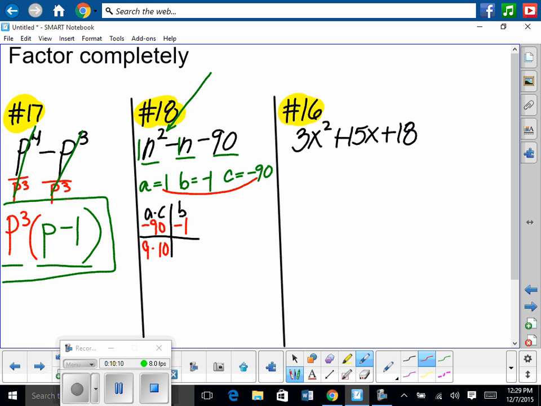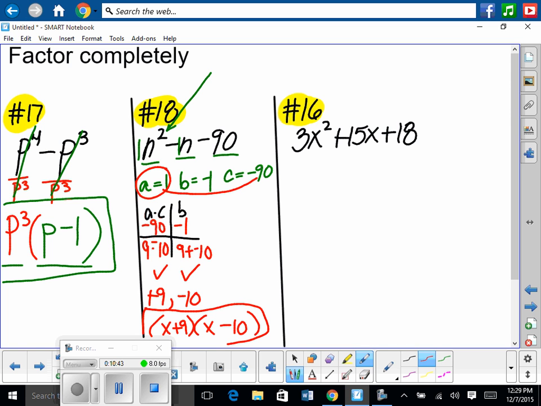9 times 10. Our negative has to be with our 10 because we need it to add up to be negative 1. 9 plus negative 10. It works in both boxes. So our factors are positive 9 and negative 10. Now you would look, is our a value 1? And it was. If your a value is 1, this can quick factor. So we know it's going to factor to be a binomial being multiplied with those two things. So there's an x plus 9 and an x minus 10. So we were able to quick factor this one, and that would be our final answer.